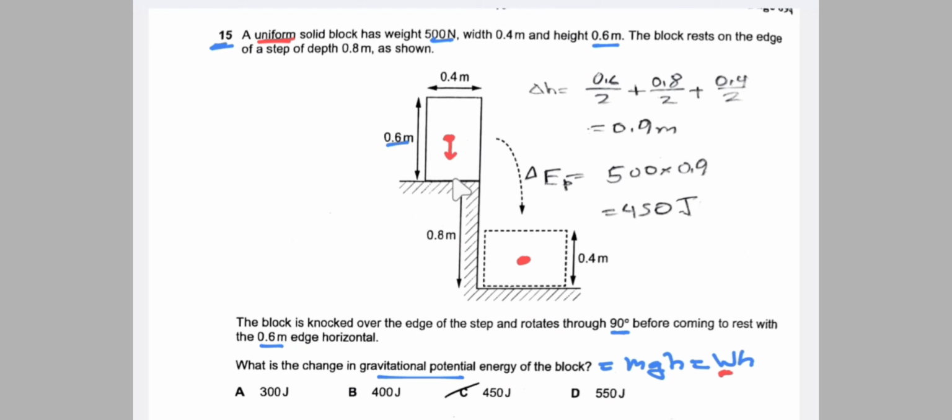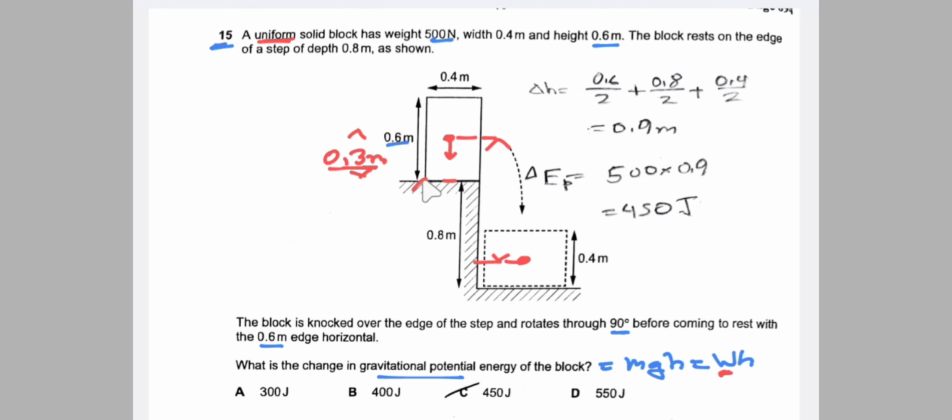So the height from this point to this bottom is 0.3 meter, that is the half of this height. Since it is a uniform rod, half of this height is 0.3 meter. Then this weight comes to be this point, from this point to this point. So what is the change in height from this point to this point? 0.3 meter plus this height.